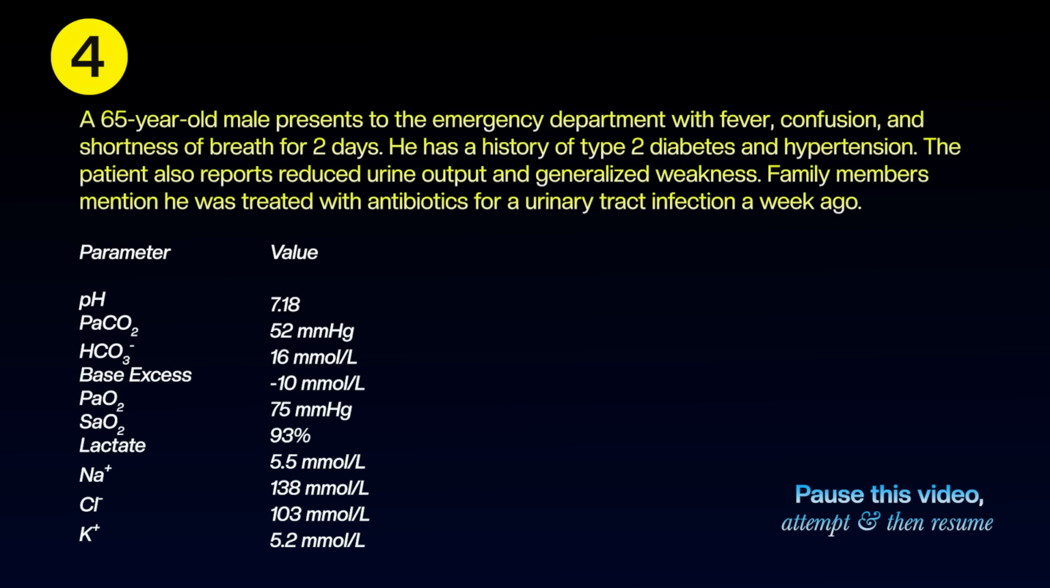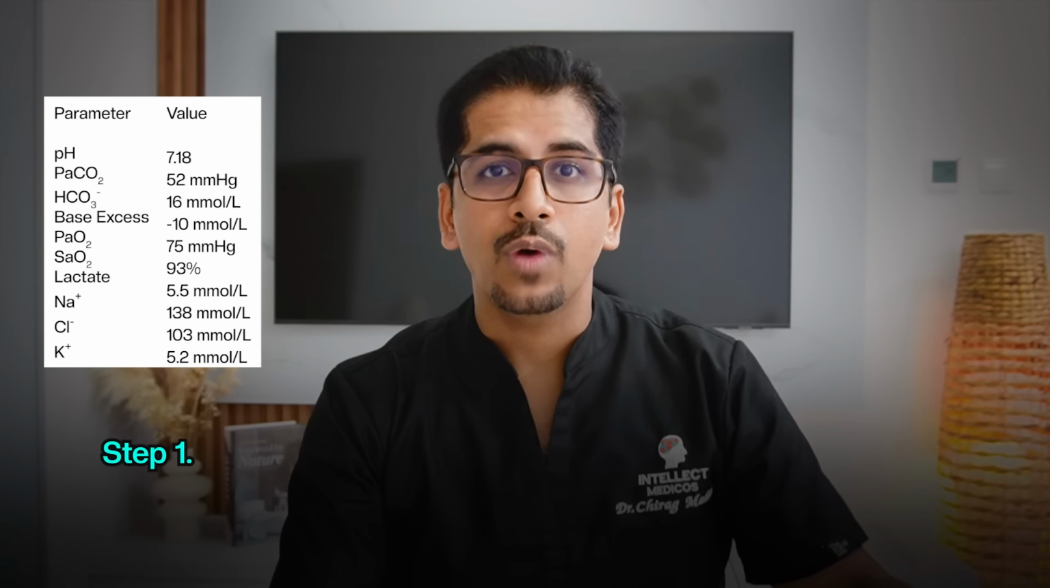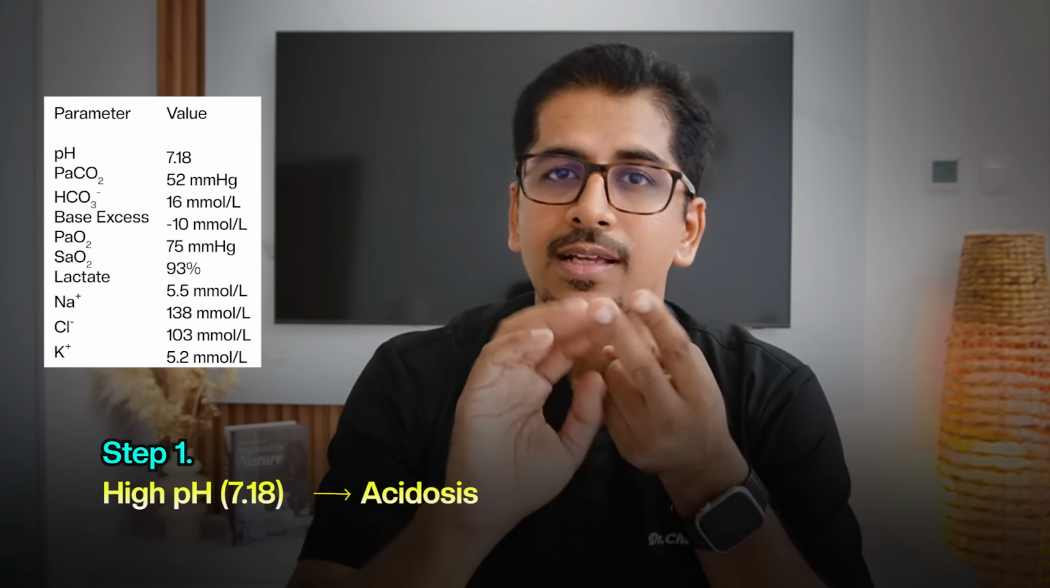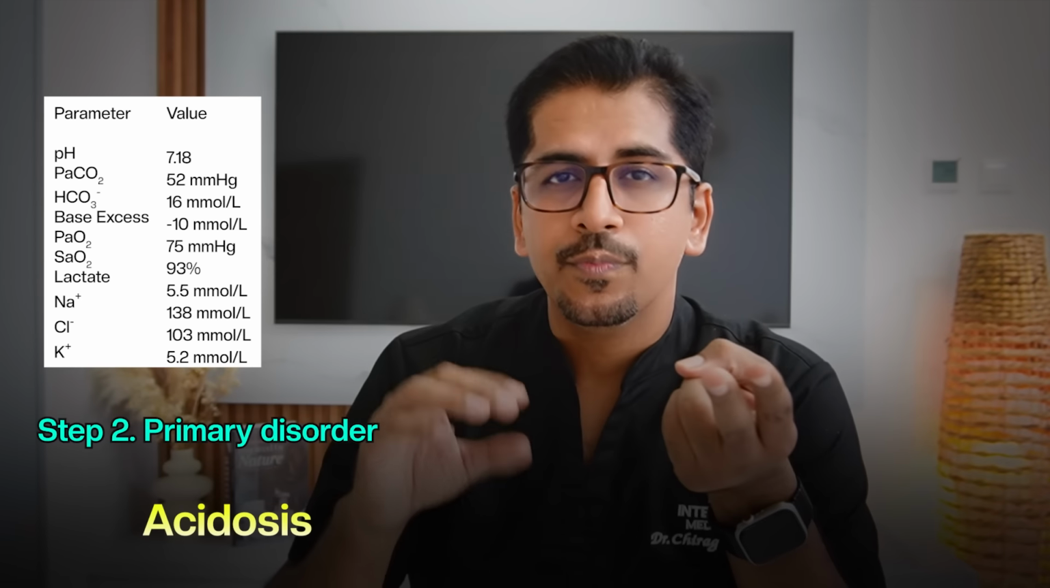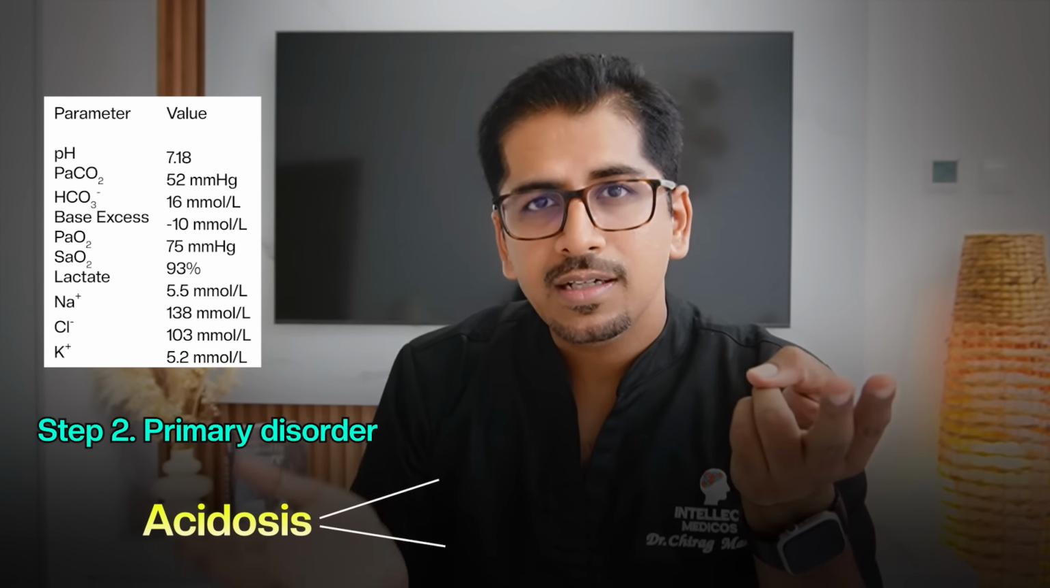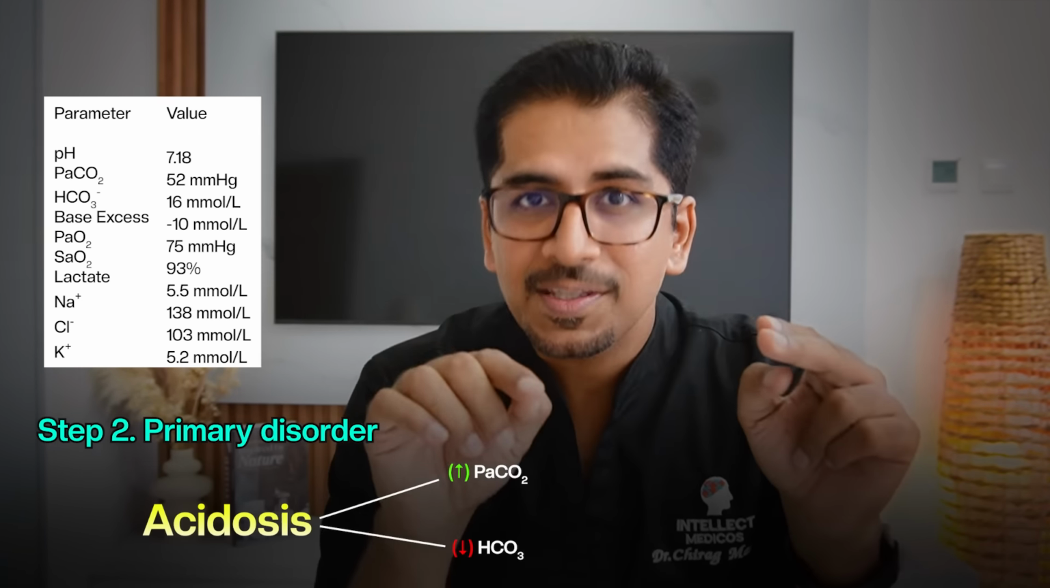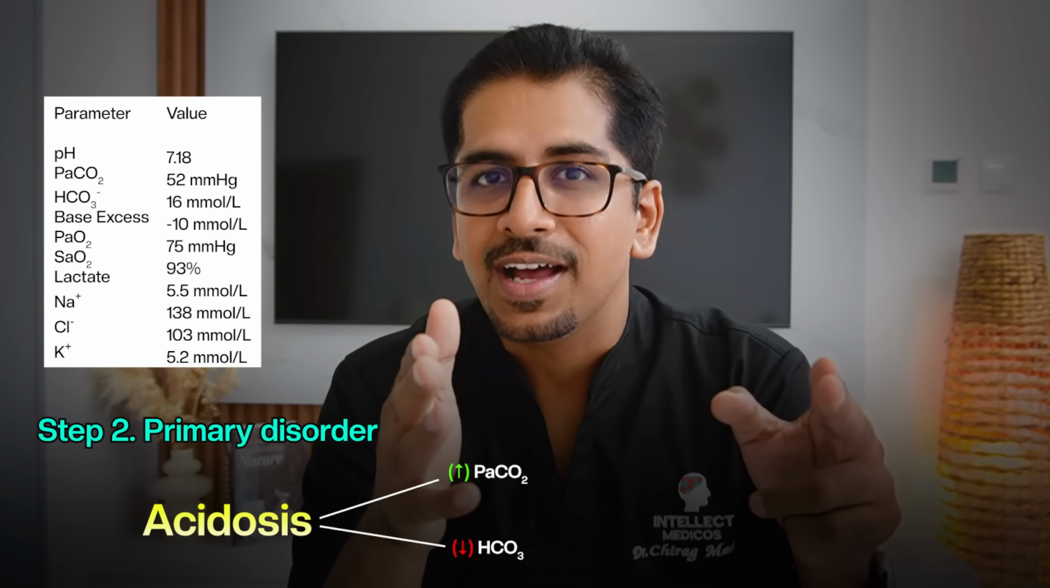Now pause the video and again come back. Now in this ABG, we can see the pH is severely low, 7.18. Hence step number 1, it is acidosis. With that acidosis, in step 2, we have two causes, right? Either the PaCO2 should be very high or bicarb low. And in this patient, both scenarios are present.